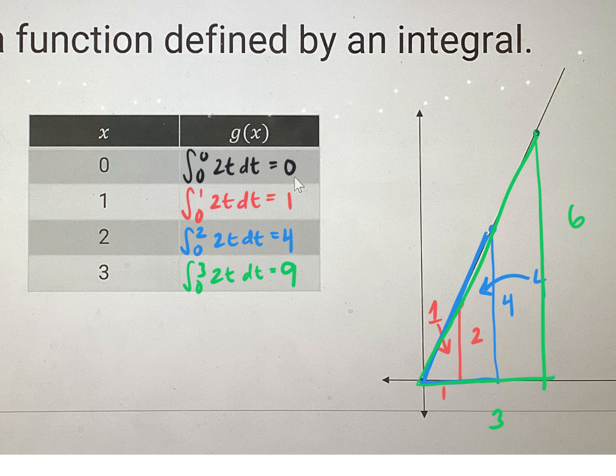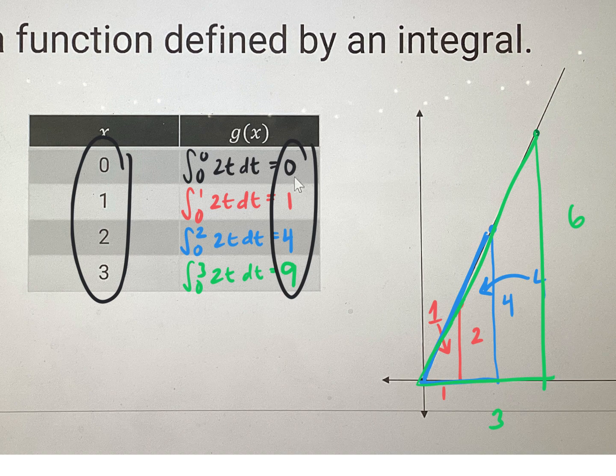Okay? So, is there a relationship between my x values and my g of x values? Yeah, what's the relationship? They're x squared, right? So technically, g of x is x squared. Do you guys agree with that? Okay, if I asked you to tell me what the derivative of g of x is, so g prime of x, what's g prime of x? 2x. Equals 2x. Interesting. Wasn't this line 2x?